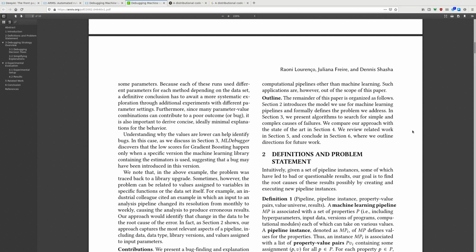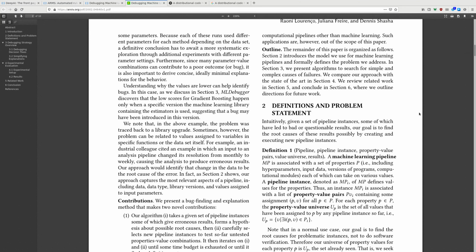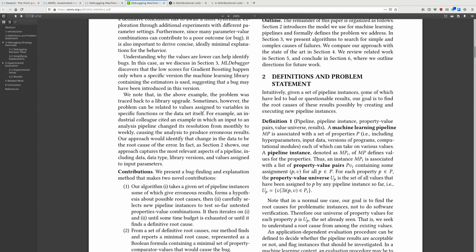Outline. The remainder of the paper is organized as follows. Section 2 introduces the model used for machine learning pipelines. Section 3 presents our algorithms, and we compare against the state of the art in Section 4. Section 5 and Section 6 conclude and outline directions for future work.